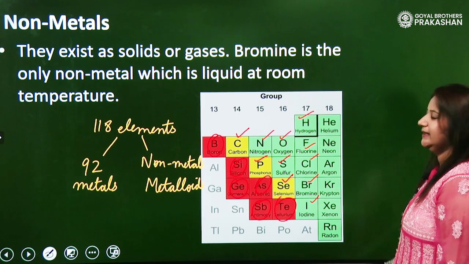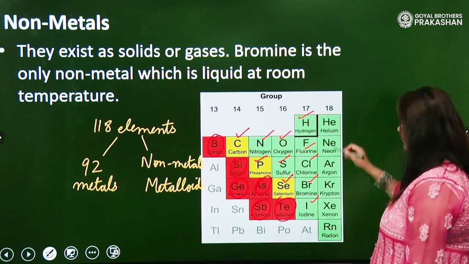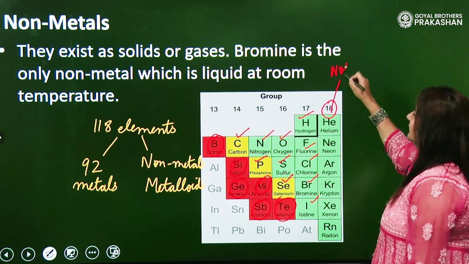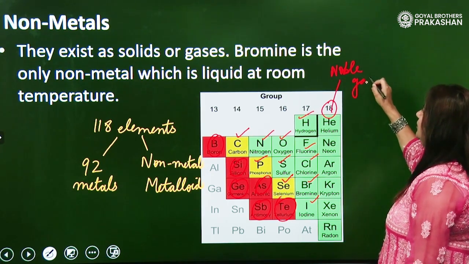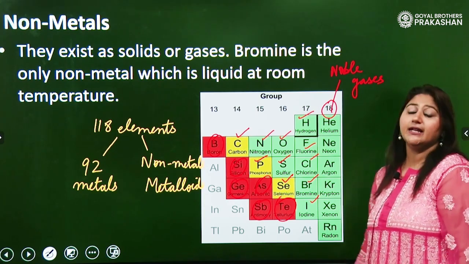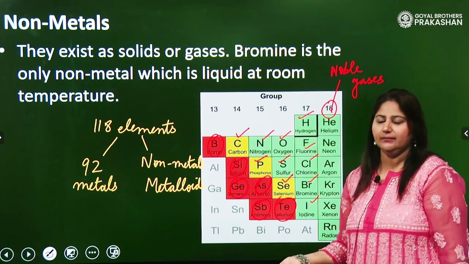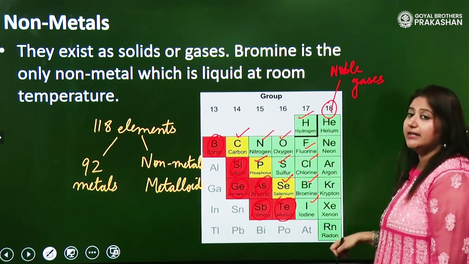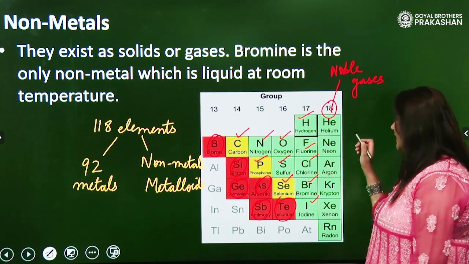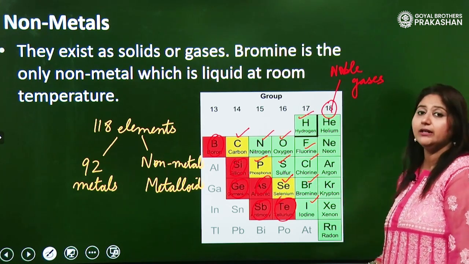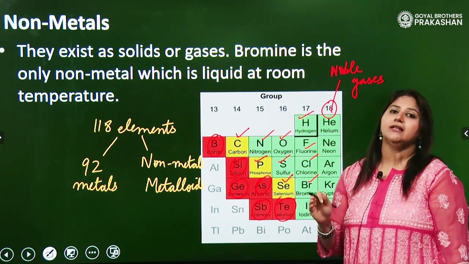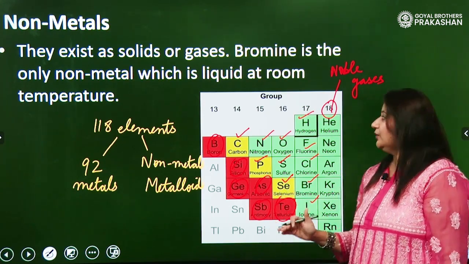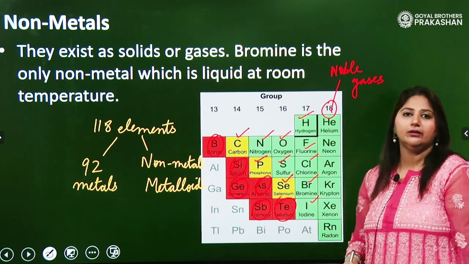Children, we don't classify them as non-metal now. We call this group 18 the noble gases. Though we could classify them that way, that's fine because they belong to the right side of the periodic table. But still, the correct naming of helium, neon, argon, krypton, xenon, radon is noble gases because they have a complete octet. Their last shells are completely filled. So we don't classify them as non-metals now.